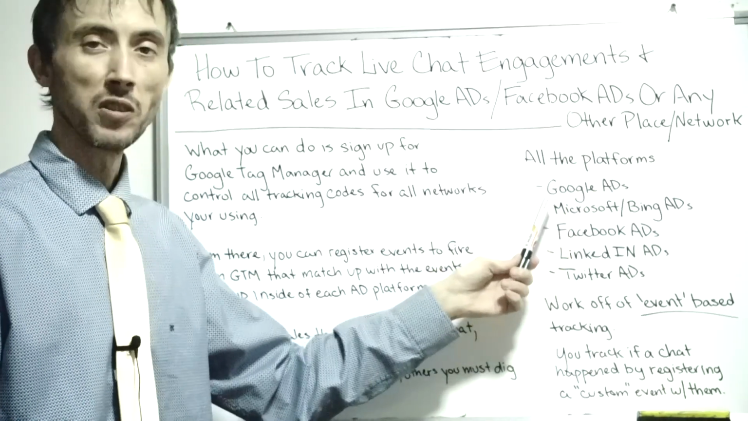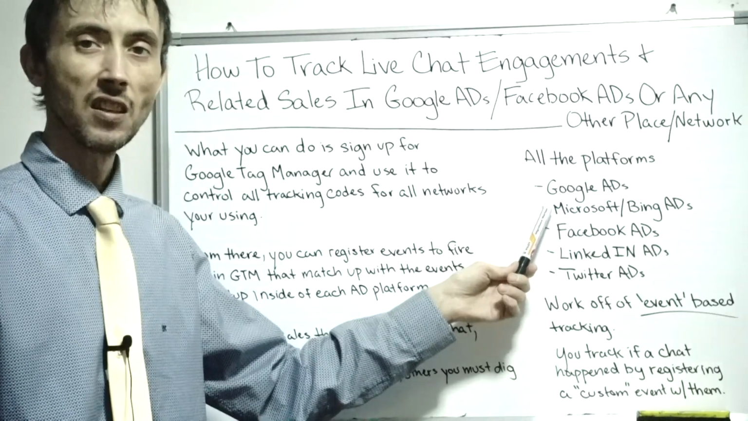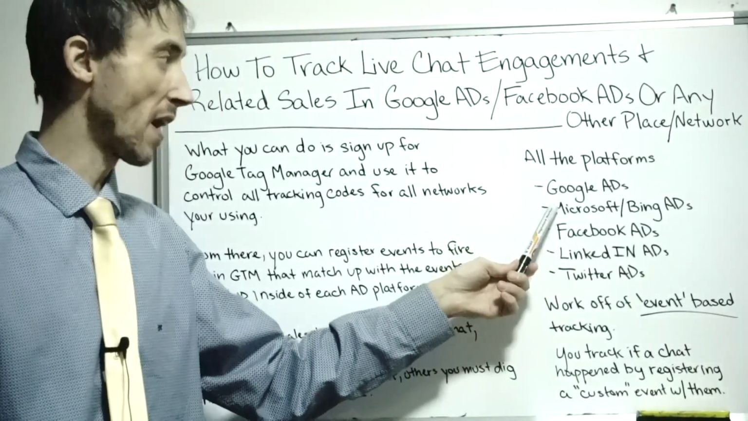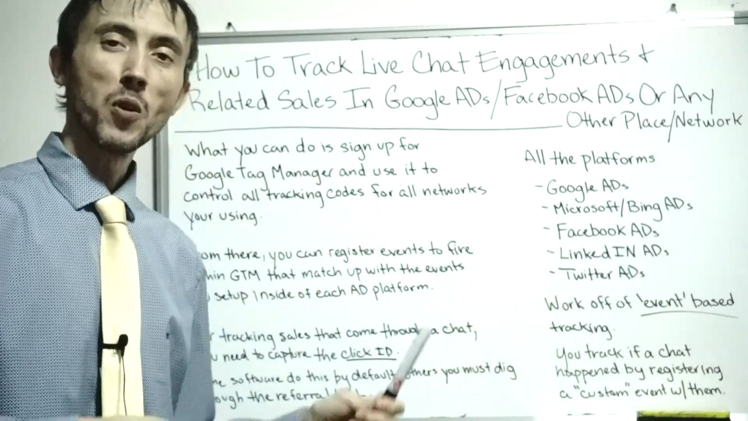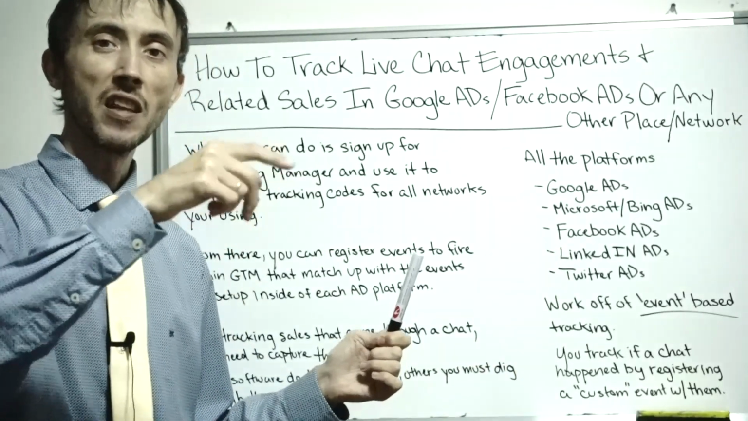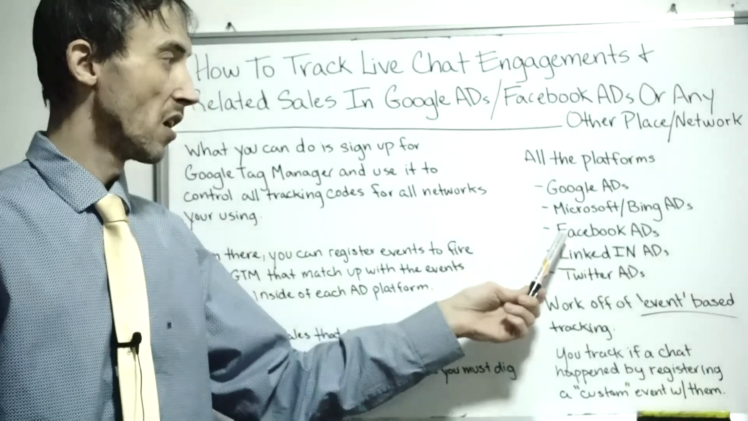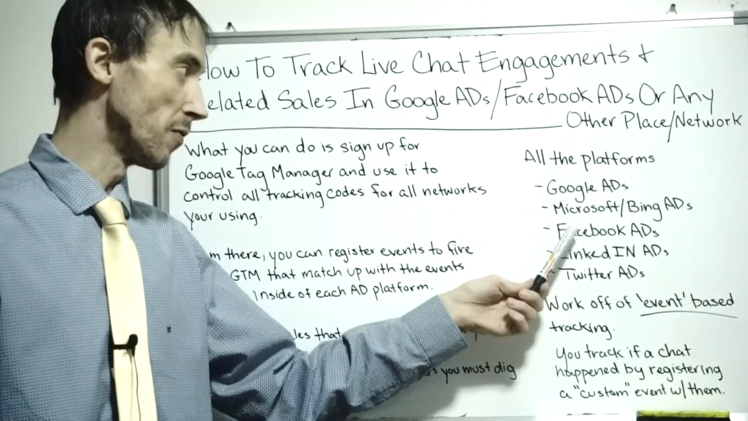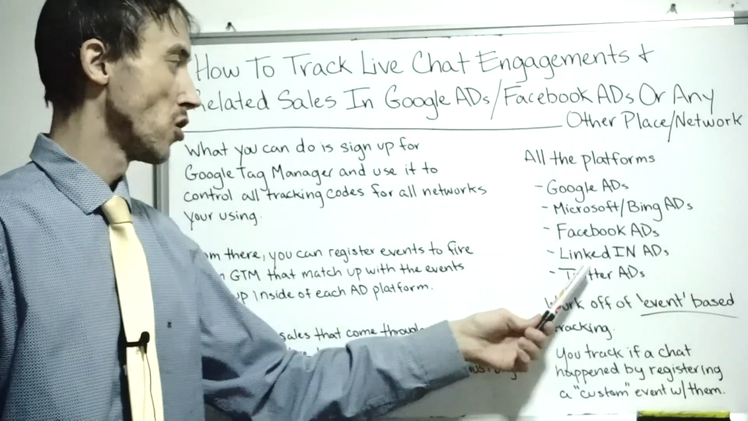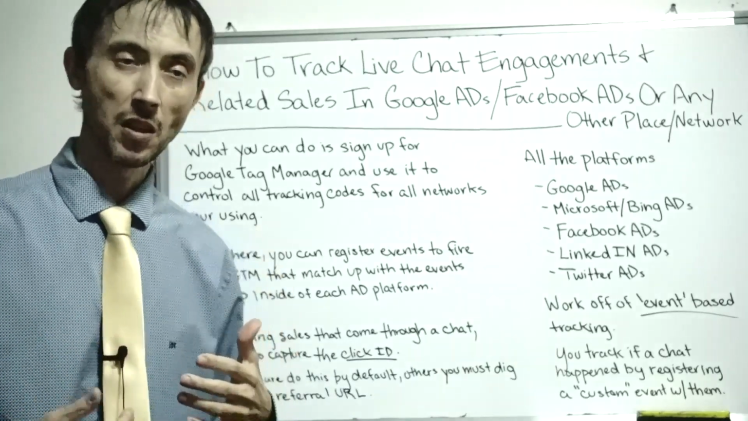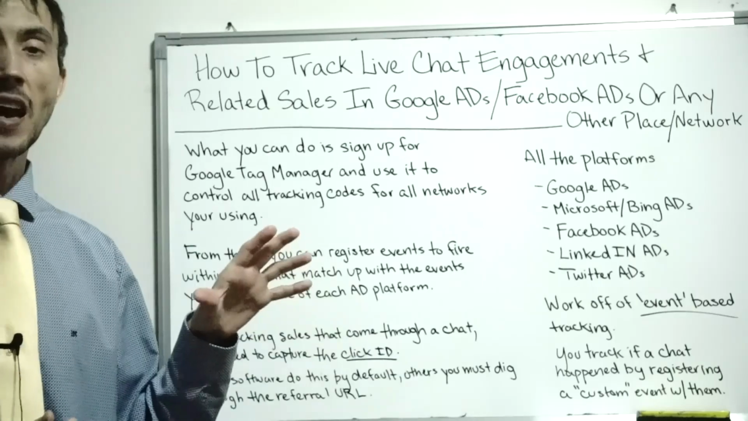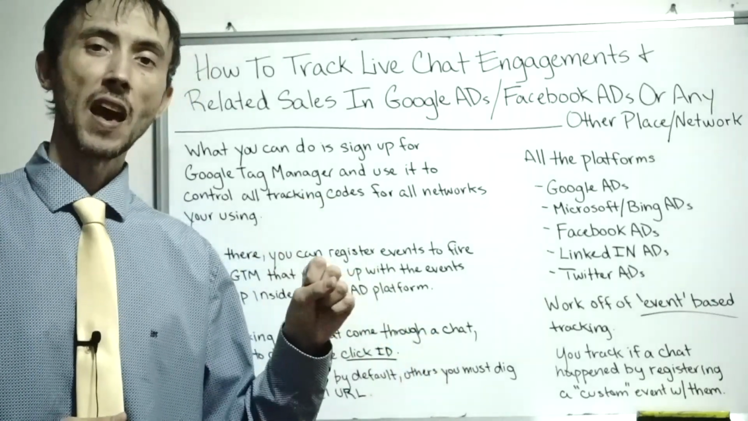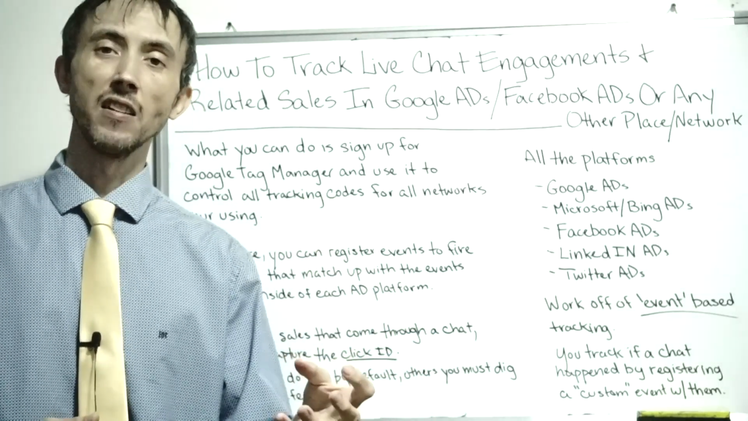The Microsoft one will say MSCLKID, so you'll know that click ID is from Microsoft. You'll upload it to Microsoft. For Facebook, it'll be FBCLID. Then you'll know to upload that click ID to Facebook, and so forth. Twitter has a more complicated system to do it, which I won't go into. But that's the basic fundamentals on how to track sales that came through your live chat itself.